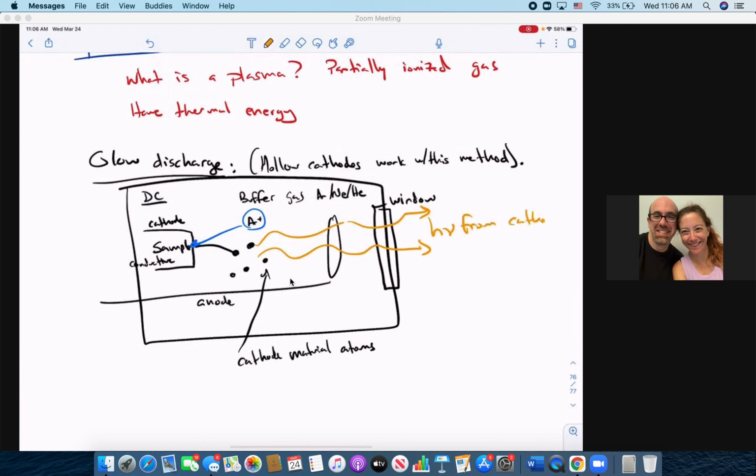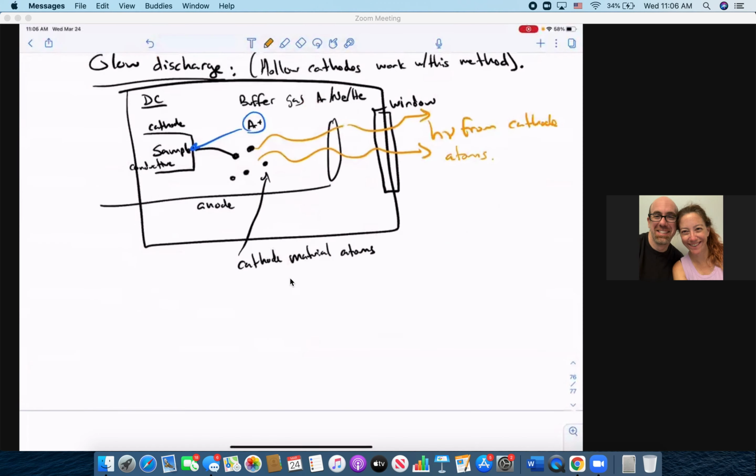from the cathode atoms. You also get photons from the buffer gas and the ions that it produces, but we know what those are, so they're easy to remove, right? It's like a blank. Like if I'm using argon, I know the argon emission lines, I just don't measure them, okay? And so this is a pretty straightforward process. The nice thing about glow discharge is it's a relatively simple approach, but also you can do something called depth profiling. Because sputtering removes layers.